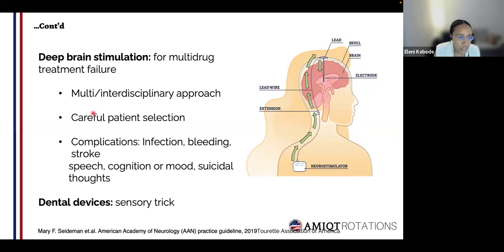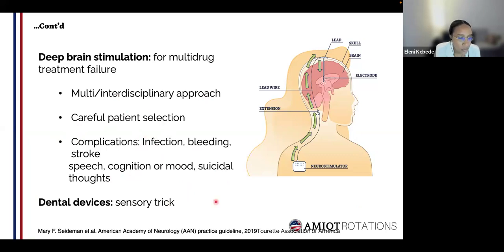The complications have to be discussed with patients. There are a lot of complications, with infection being the big one, bleeding, stroke, speech or cognitive or mood problems, and suicidal thoughts. And a very multidisciplinary approach should be used to choose a patient as well as to perform it, and careful patient selection should be done.